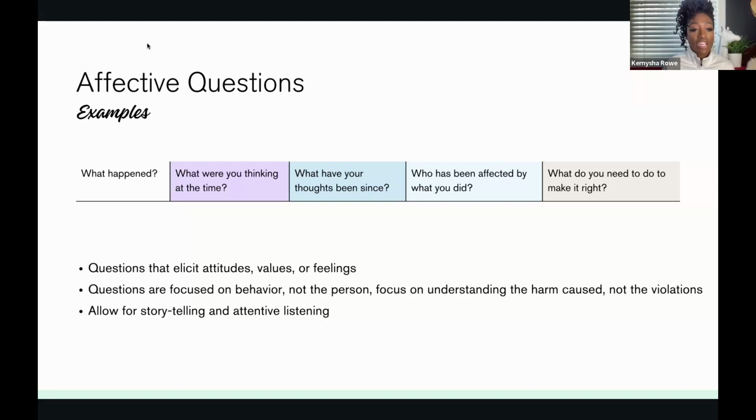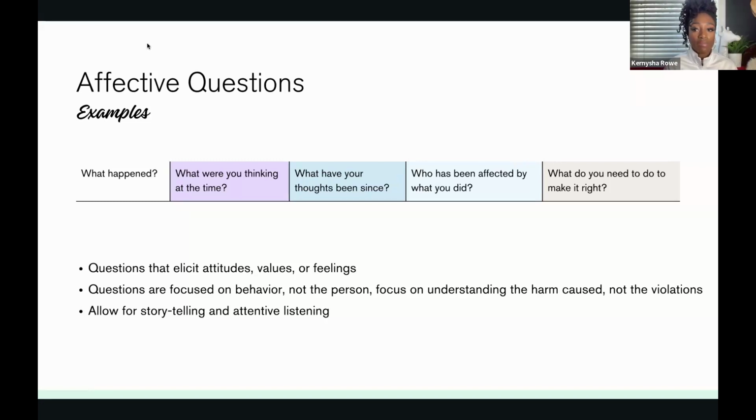What types of internal processes or internal reflection has happened? The next question: who's been affected by what you did? And so this really talks about accountability and puts that in front of your face, talking about taking it outside of just the person, but taking it back to layers. Was there a community member? Was a family member impacted? Was the institution impacted? And then what do you need to do to make it right?